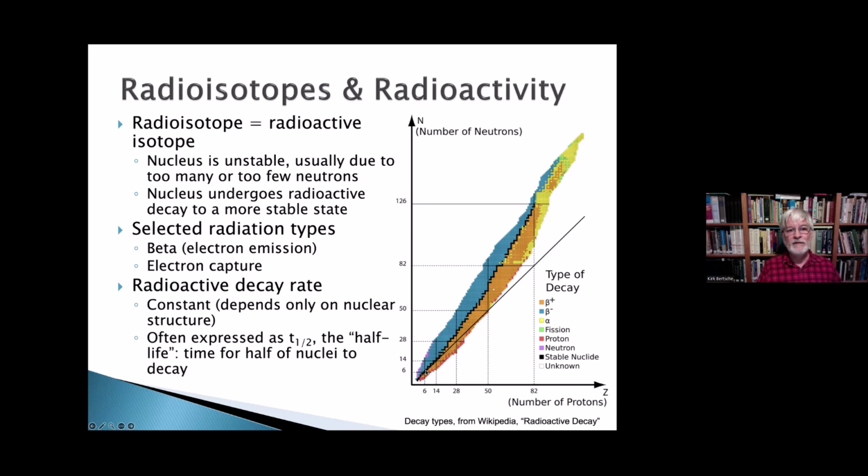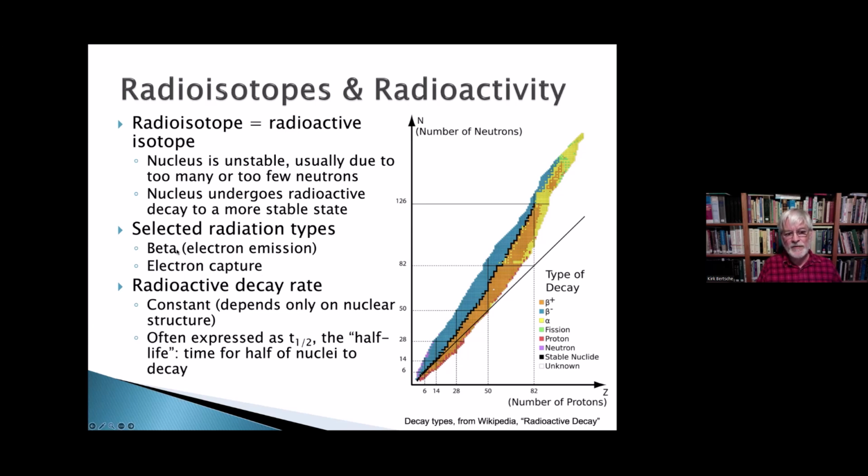It's radioactive. So a radioisotope is one that's radioactive, that's unstable, usually because it has too many or too few neutrons. And then what happens is it will decay, what we call a nuclear decay, of any of a few different types, and it decays so that it becomes closer to the stable zone. So we'll look at a couple of different types of decays.